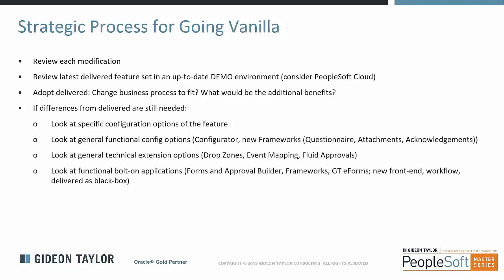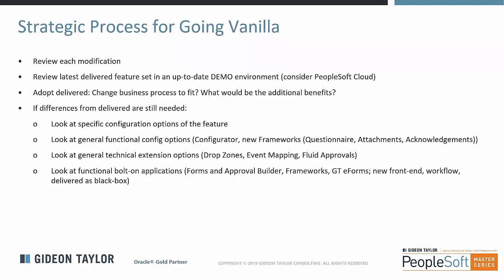Next level up, look at functional bolt-on applications. That can include Forms and Approval Builder, which we think is pretty simplistic and underpowered. It can include these frameworks up here. It can include GT eForms, which we're just going to take a minute to show you in a minute, which is our bolt-on workflow-enabled electronic form toolkit. And you want to take an approach of saying, okay, if we're doing this, we're giving a new front end to this process, then we have workflow, and then we treat the delivered component as a black box, and we update it as necessary.